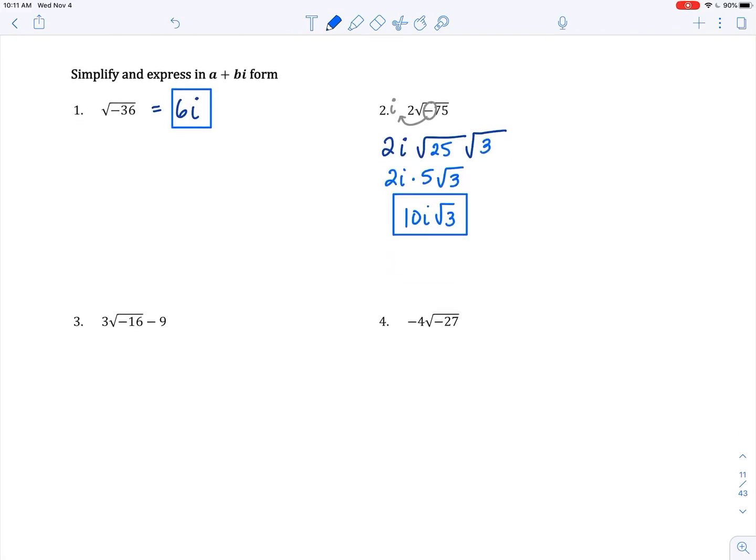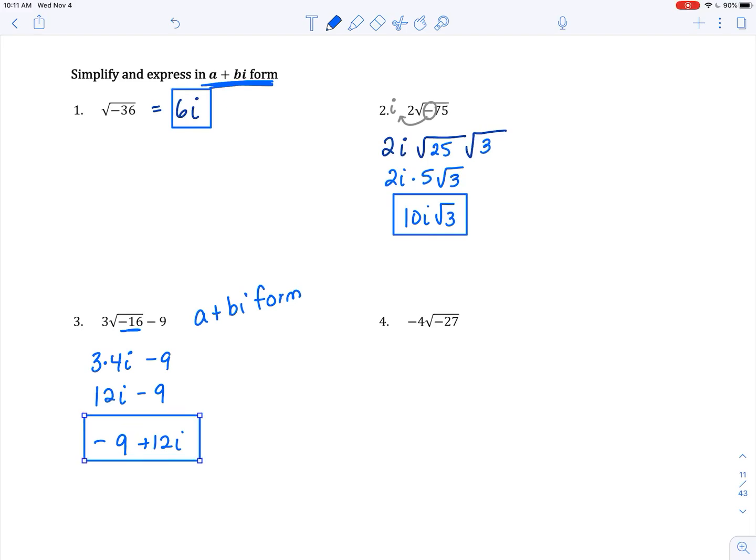So for the next one, this is a perfect square 16, so that's just going to become a 4i, and then it's minus 9. So this would be 12i minus 9. But when you have a binomial, you want to put the real part first, because you want what's called a plus bi form, and the directions will always say that, and they do here. So you want to rearrange this and write -9 plus 12i. For complex numbers, order does matter, and you want the i second.